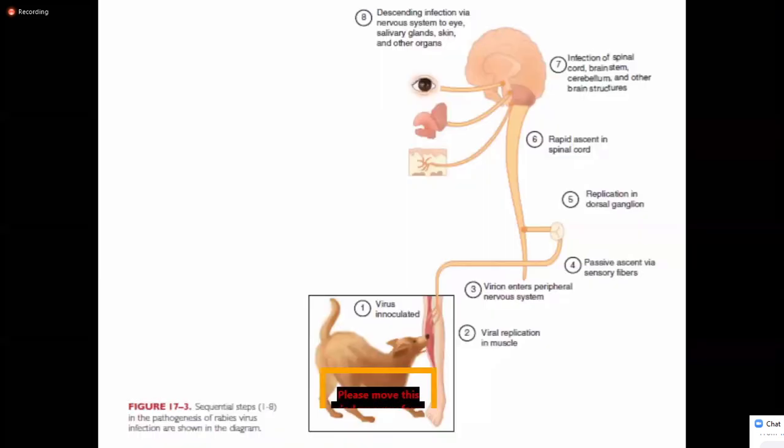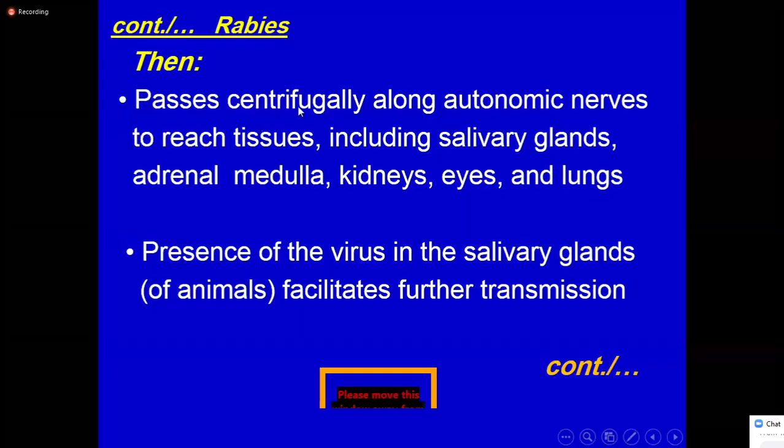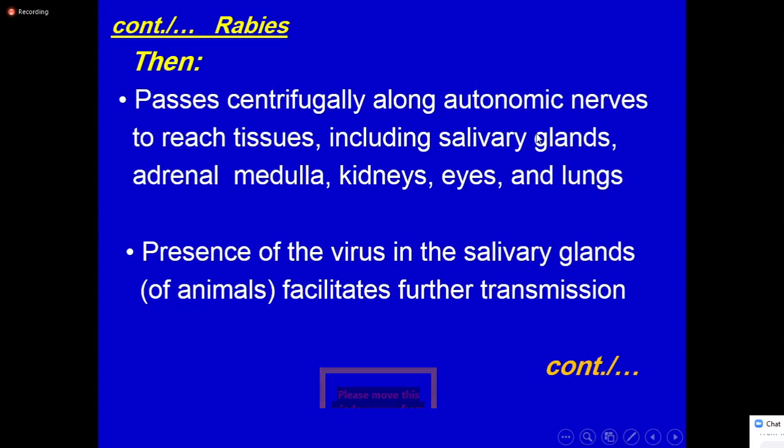It passes centrifugally along autonomic nerves. It descends from the brain through the autonomic nerves to different tissues including salivary glands, adrenal medulla, kidneys, eyes, lungs. The virus descends from the brain to these tissues.